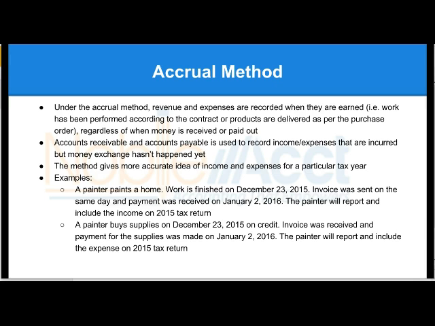Now, in order to do the paint job, let's say the painter bought the supplies on December 23rd, 2015. The credit was received and the payment for the supplies was made on January 2, 2016. And since the products or services were exchanged in 2015, the painter will be reporting the expense on the 2015 tax return. So I hope that makes sense to you all.